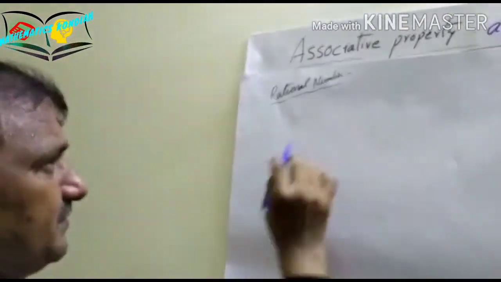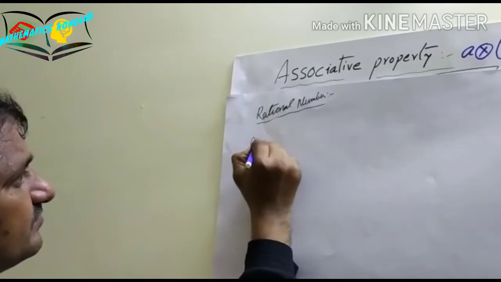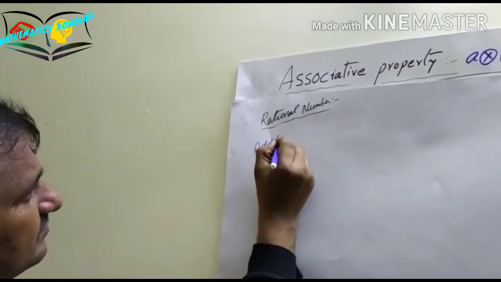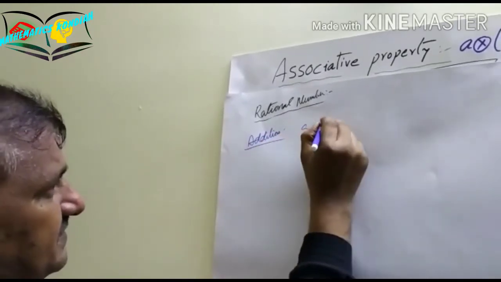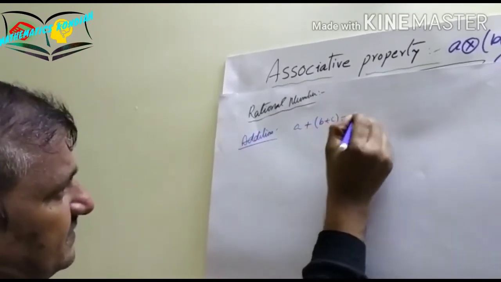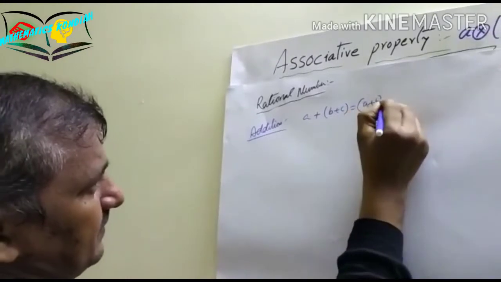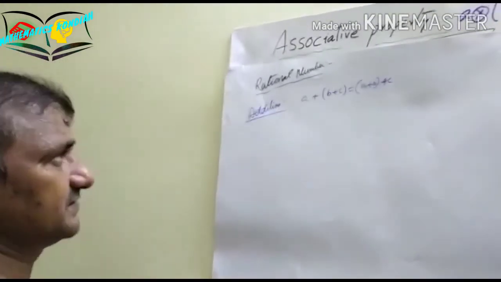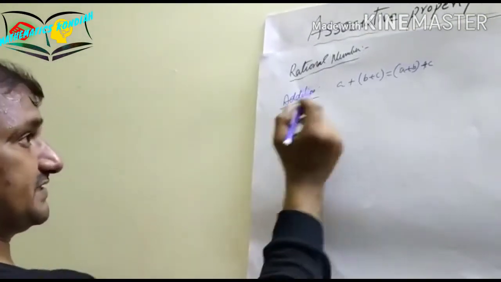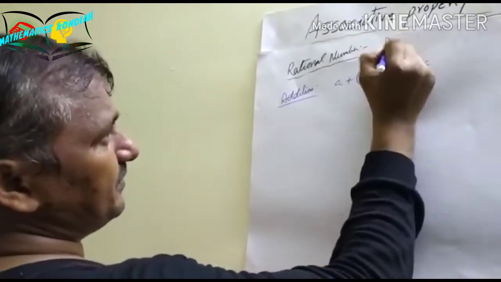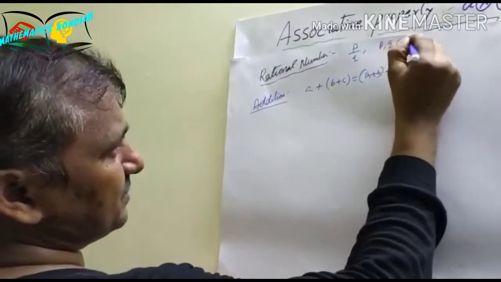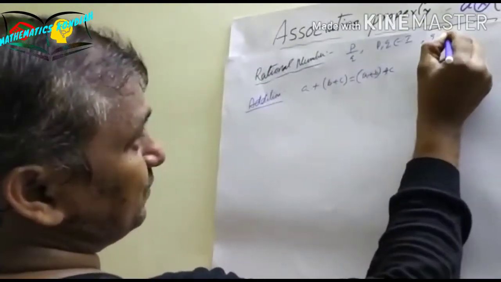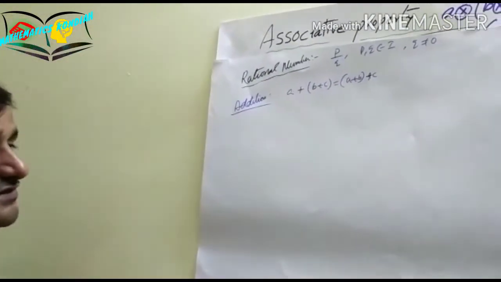Associative property with rational numbers. See, addition. What is the associative property? Under addition, a plus b plus c is equal to a plus b plus c. See, rational numbers. What is the rational number? The rational number is in the form of p by q, where p and q belong to integers, and q is not equal to 0. This is the rational number in p by q form.